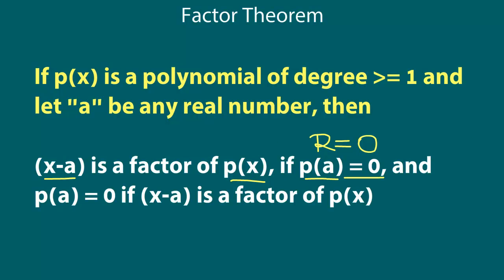And secondly, it says that if it is given that x minus a is indeed a factor of the polynomial, then p(a), which is basically again the remainder, must be equal to 0. So as you can see, the factor theorem and the remainder theorem are logically combined, right? So this is what the factor theorem is, and this is the relationship between the factor theorem and the remainder theorem.